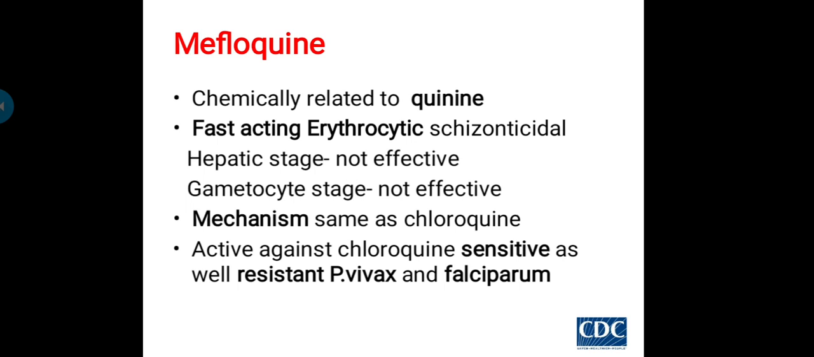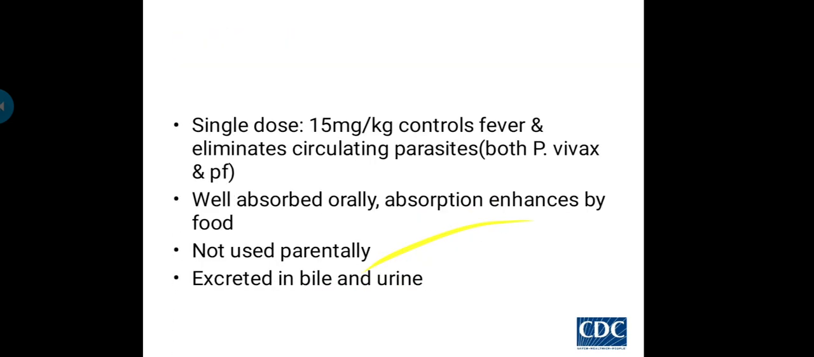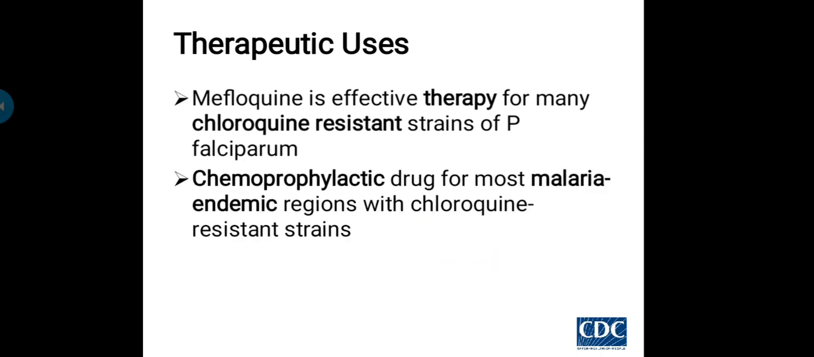Mechanism is the same as chloroquine, and the dose is actually in children 5 milligram per kg, but remember in adults the dose is 250 milligram, and it is well absorbed orally. Absorption is enhanced by food. It is not used parenterally, and is eliminated in the bile and urine. Therapeutic use: it is effective therapy for many chloroquine resistant strains of Plasmodium falciparum. And remember, it is commonly combined with the artemisinin group of drugs to achieve the cure in Plasmodium falciparum. It also can be used as a chemoprophylactic drug for most malaria endemic regions with chloroquine resistant strains.